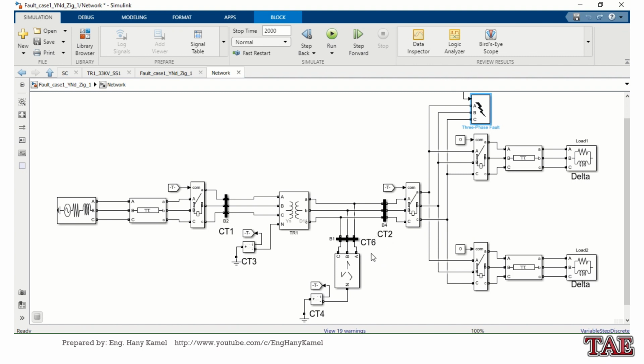We have CT6, which will provide overcurrent protection for the zigzag transformer. And at the neutral point, we have CT4, which in cooperation with CT2 will provide restricted earth fault protection, and CT4 will also help in sensitive earth fault protection.